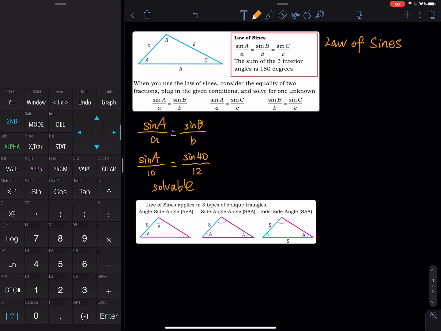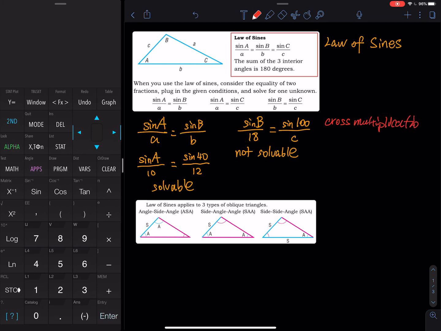So what if you have this? You have sine of B divided by 18, so you don't know angle B, equals sine of C, and let's say C is 100 degrees, divided by c, but you don't know length c. Is this solvable? The answer is no. This one is not solvable because we cannot solve one equation with two unknowns. So how do we solve this? Let's change color real quick. To solve this, we have to use cross multiplication.